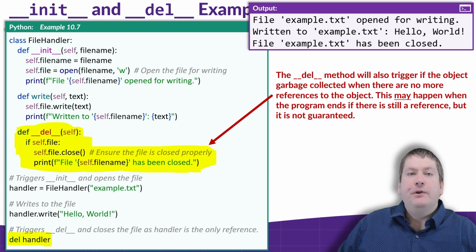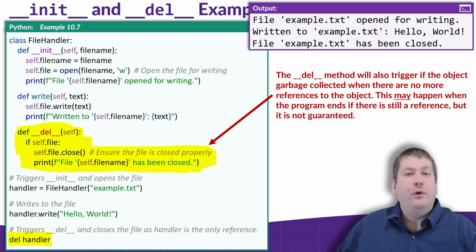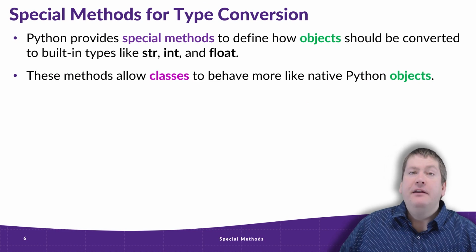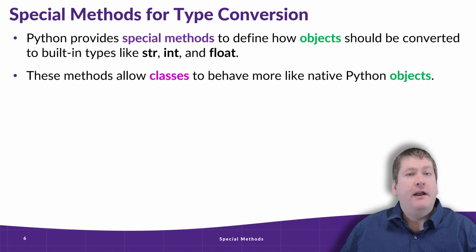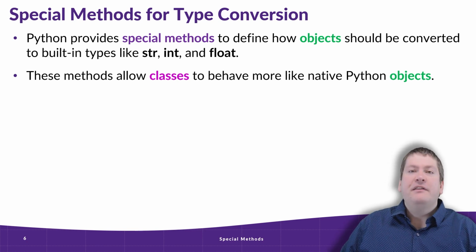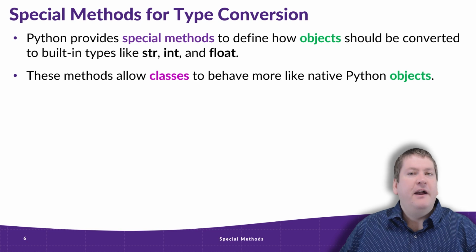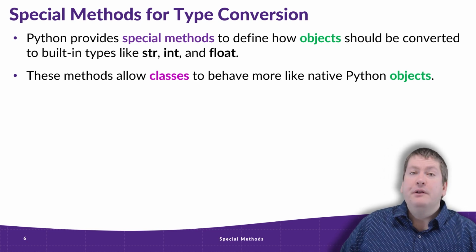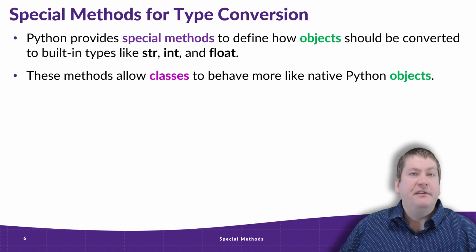So just keep in mind, if you rely on this delete method being called, that this may happen when the program ends if there's still a reference, but it's not guaranteed. It's going to depend on the order those references are cleaned up. So we just saw two key special methods that are used in the object's lifecycle in Python. But Python provides special methods for far more things. For example, we also have special methods that define how objects should be converted to built-in types like string, int, and float. We've already used these indirectly.